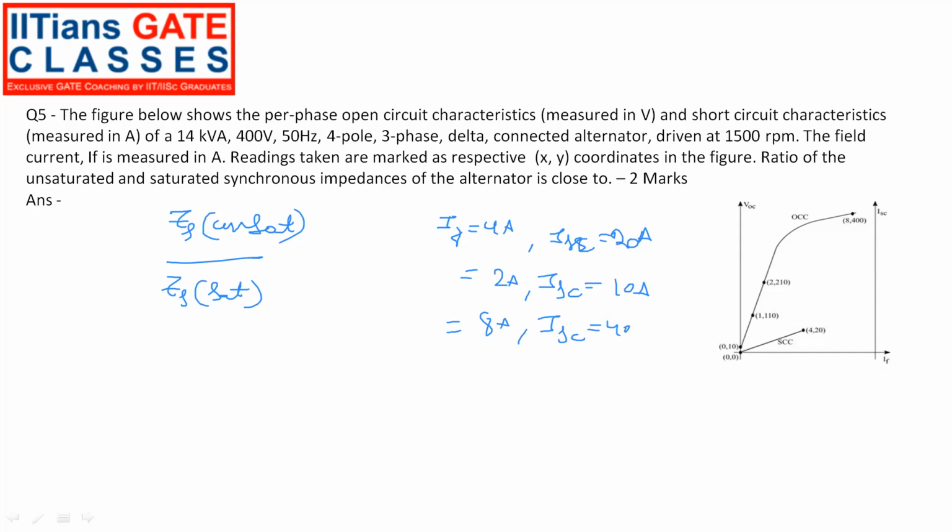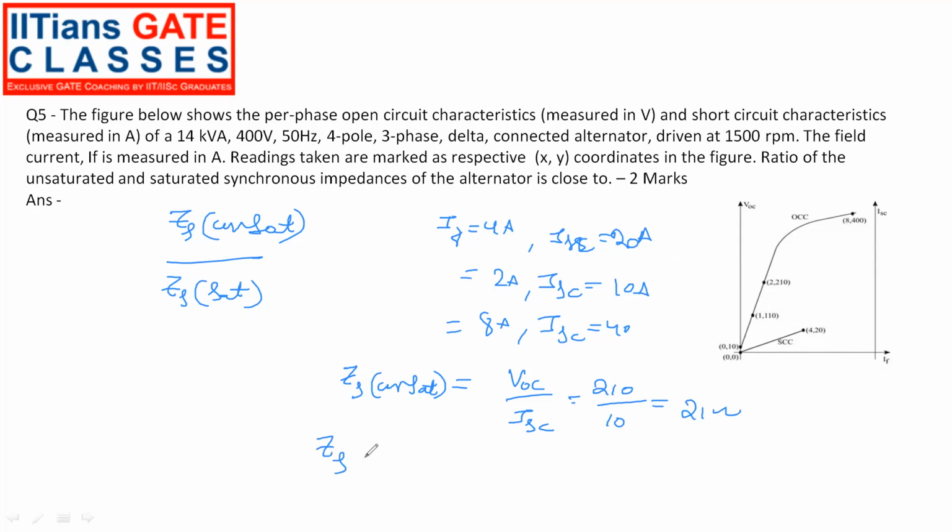So let's find out the synchronous impedance unsaturated. ZS unsaturated can be given as open circuit voltage by short circuit current. For unsaturated, we have to consider the linear portion of the OCC, this portion. So in this portion, we consider this point. The voltage is 210 volts and the corresponding field current is 2 amps. For 2 amps of field current, the short circuit current is 10 amps. So this is 21 ohms.